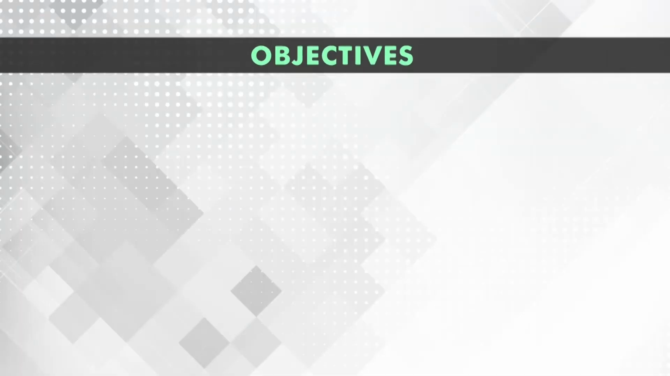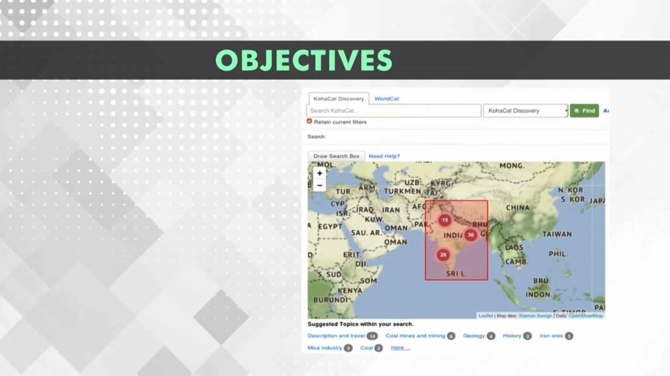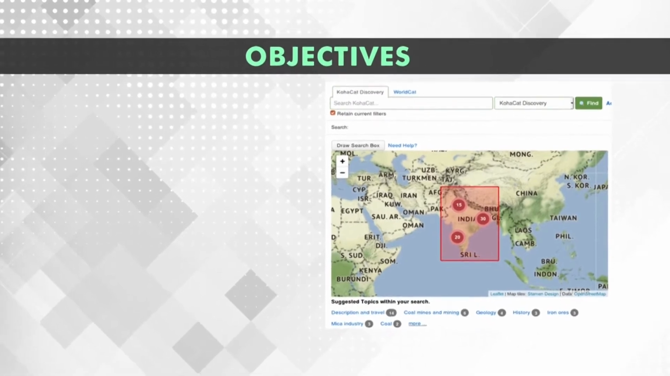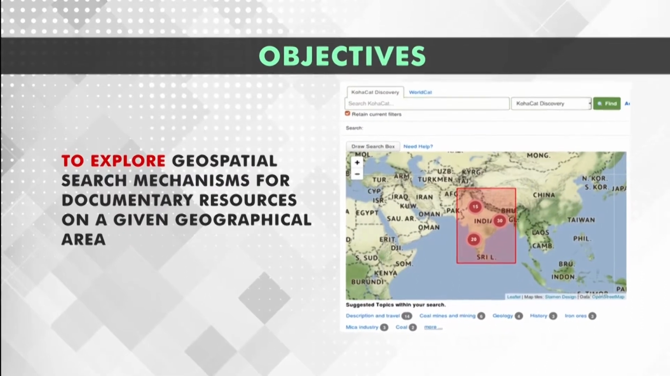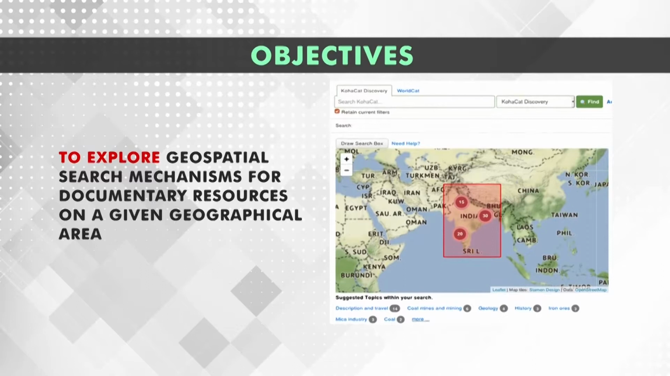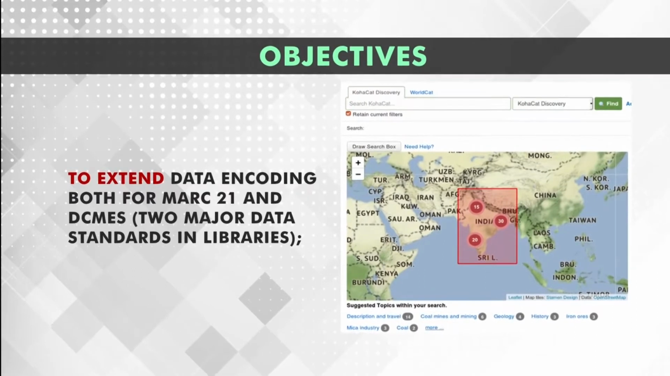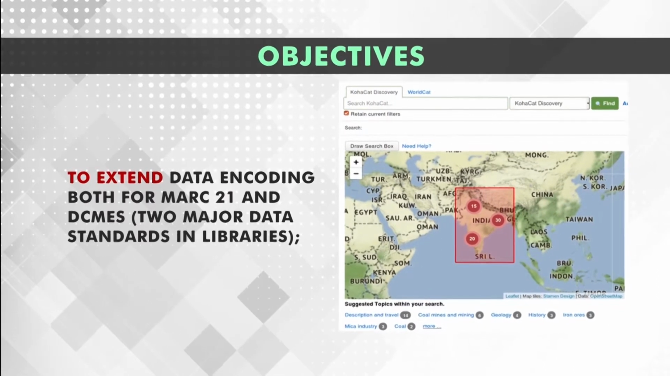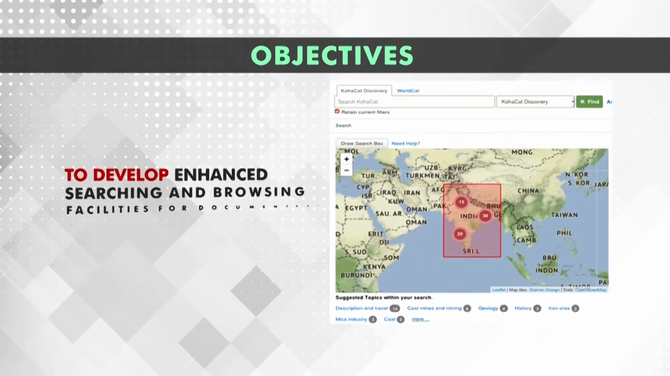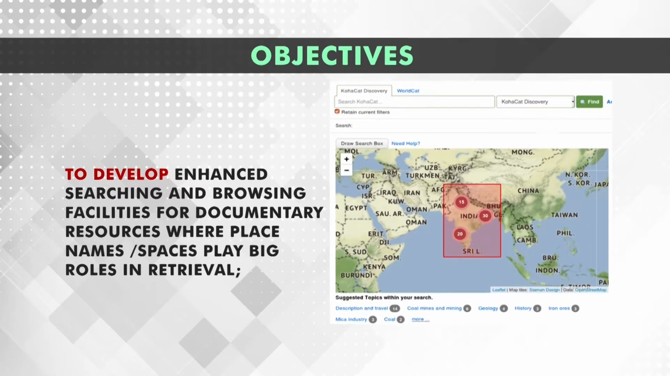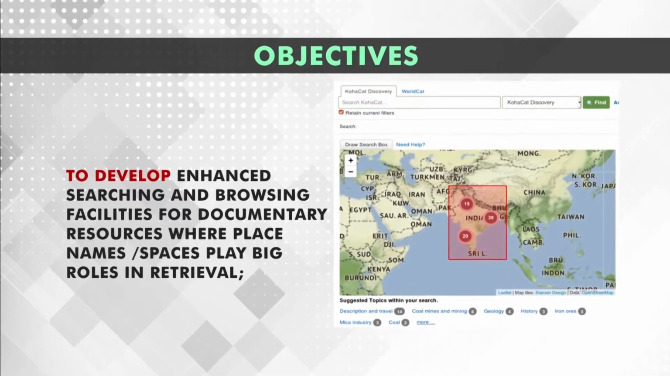So, if you see the objective of this particular geodetic search based library system, the objective may be categorized into three groups: to explore geospatial search mechanism for documentary resources on a given geographical area; to extend data encoding both for MARC 21 and DCMS, the major data standards in library, and how they can be manipulated, configured and encoded to support geodetic search; and to develop enhanced searching and browsing facilities for documentary resources where place names and spaces play big roles in retrieval.